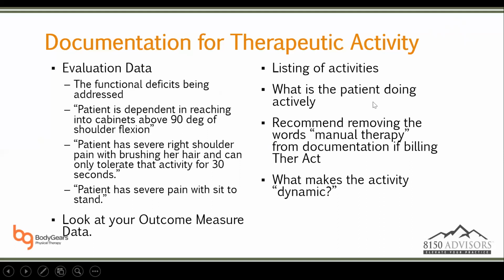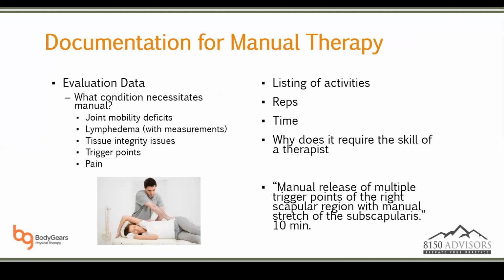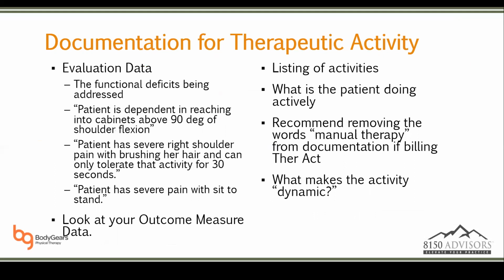So what's the patient doing actively when you're billing this code? And then what makes the activity dynamic? I do recommend removing the words manual therapy from the documentation if you're billing therapeutic activity, because reviewers are not therapists and they don't know the difference between functional manual therapy and manual therapy. So when you use the words manual therapy, they're going to think immediately that it should be included in the manual therapy code. So as I understand what you guys do and watch you treat patients, you're doing dynamic activities to improve functional performance, and make sure that your documentation supports that.